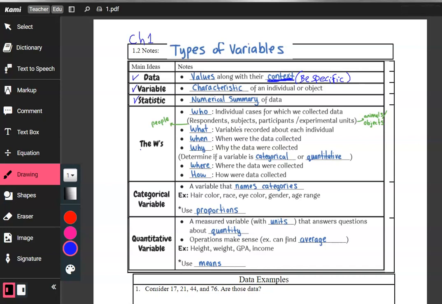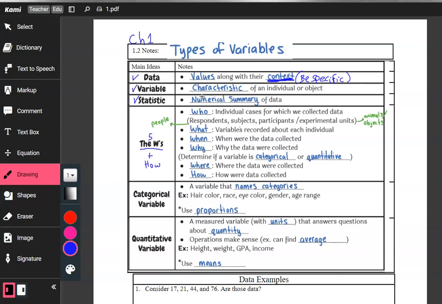In chapter 1, you also learn about the 5 W's and the how. So the 5 W's is the who, what, when, why, and where, and the how, right? So for the who, are the individual cases for which we collect data? That could be people that we're collecting data from. Those are called the respondents or subjects, the participants, and experimental units could be things like animals, objects.